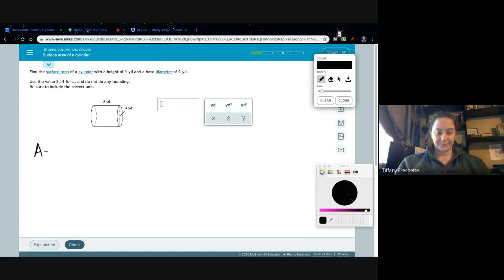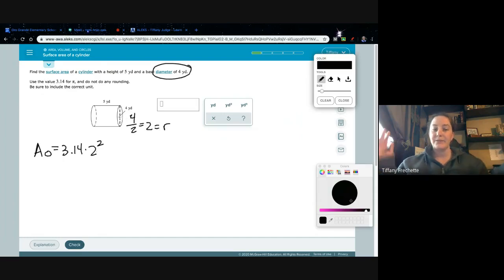Okay. So area of a circle is pi times r squared. Now they gave me a diameter. And we've done a lot of things with circles in the last couple weeks. So when they give you a diameter, you divide by 2, and that tells you what your radius is. So we have pi, 2 squared. And then remember, we have 2 circles. So this one's laying down again. We have a left and we have a right circle. So we're going to multiply by 2.